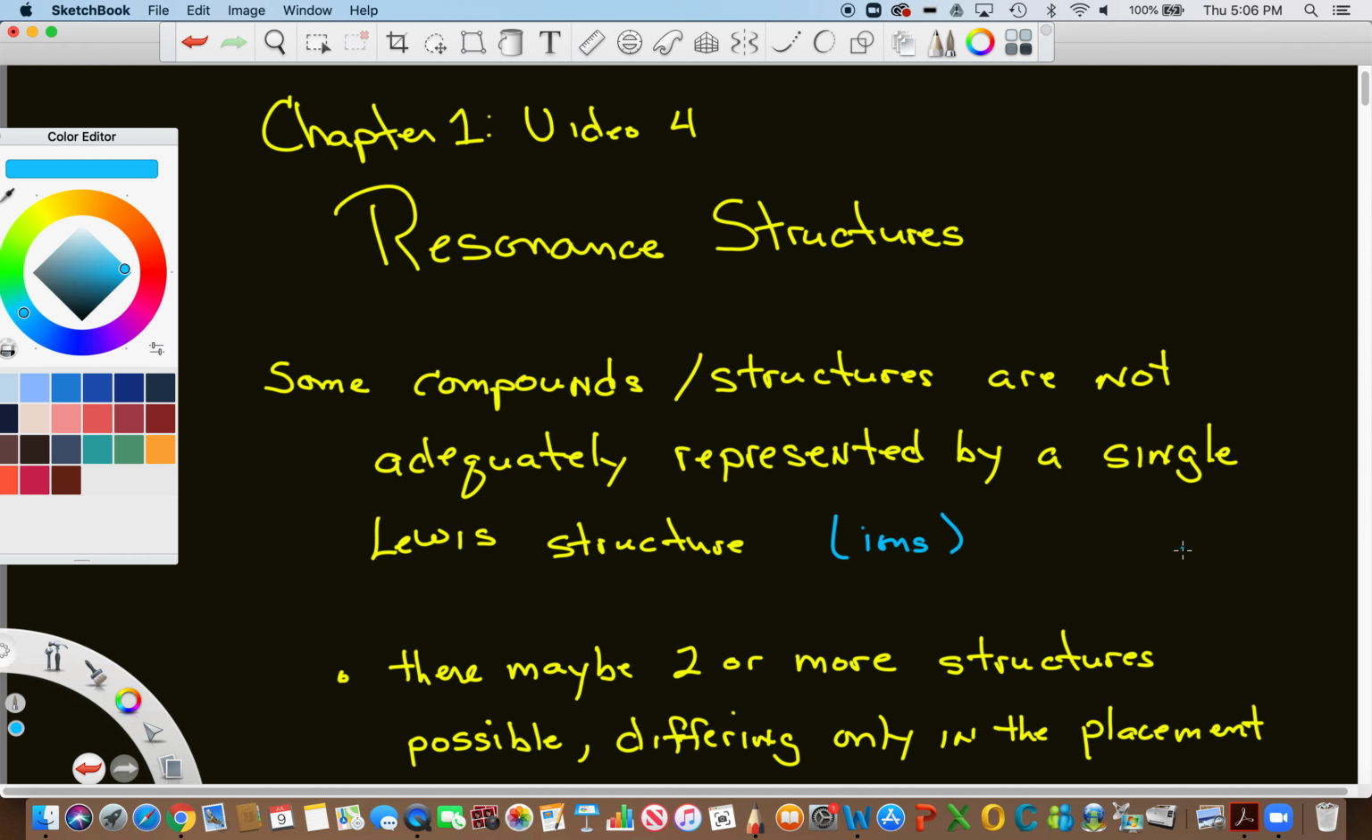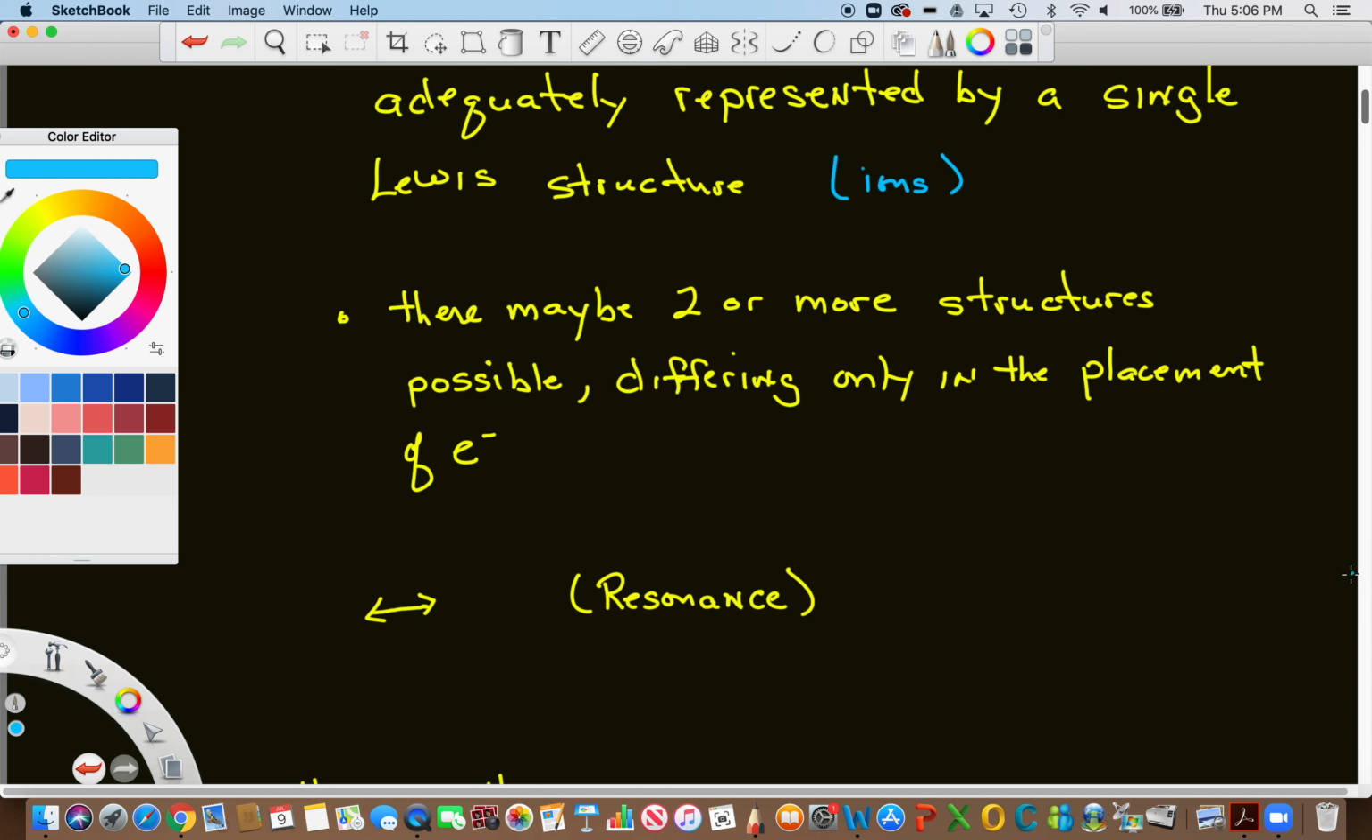In other words, there may be two or more possible structures, or possible arrangements of the electrons. We're not going to move any atoms or nuclei. We're only going to move electrons. A hint when moving electrons, I will always circle them usually and then draw the arrow to where they are going.